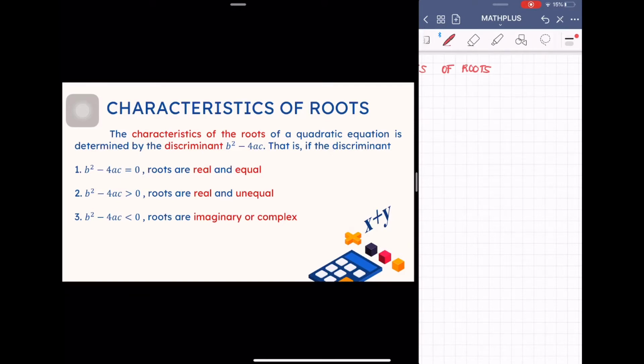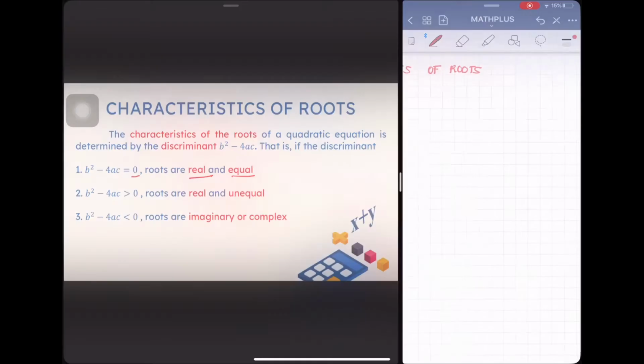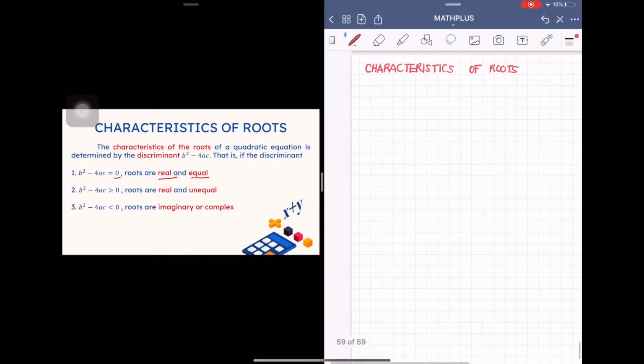So the conditions are that if this discriminant, your b squared minus 4ac, once you solve it, turns out to be equivalent to 0, that means the roots that we're going to get are real and equal. Okay, let's write that in our notes.